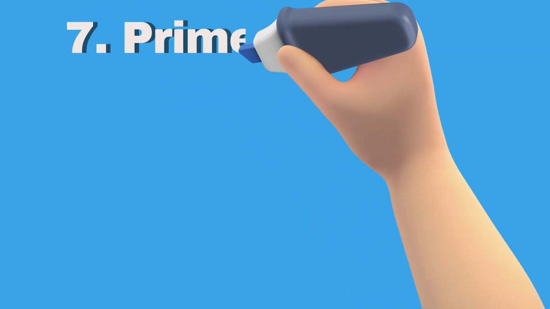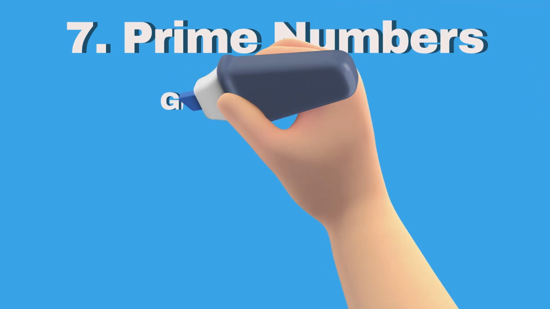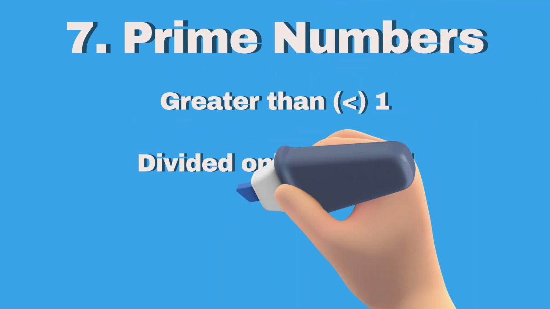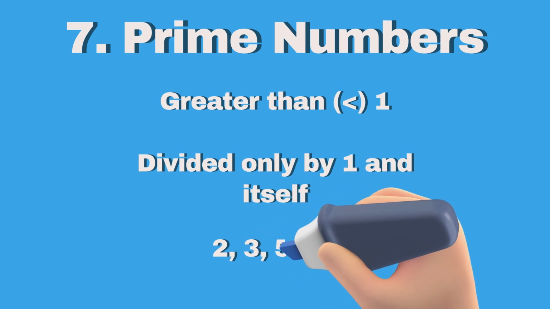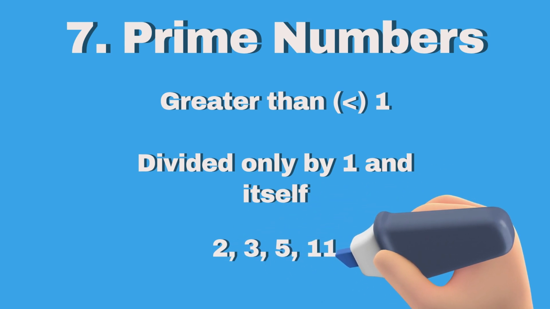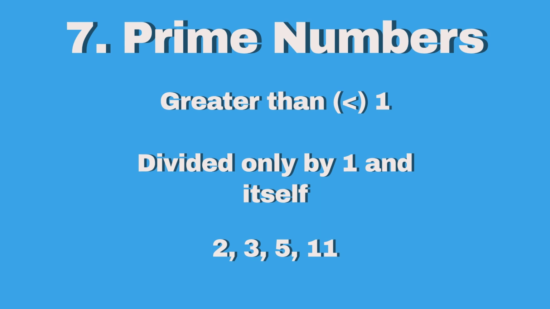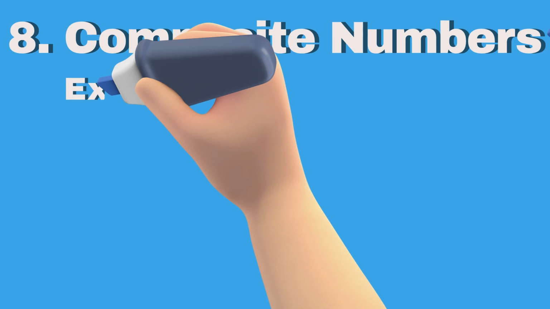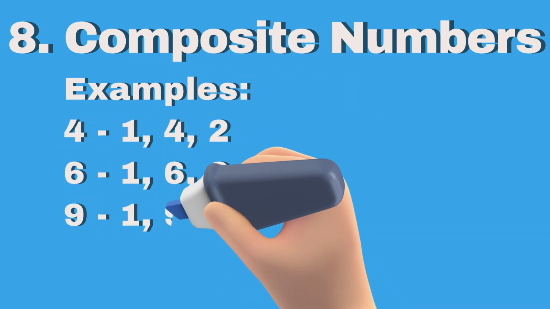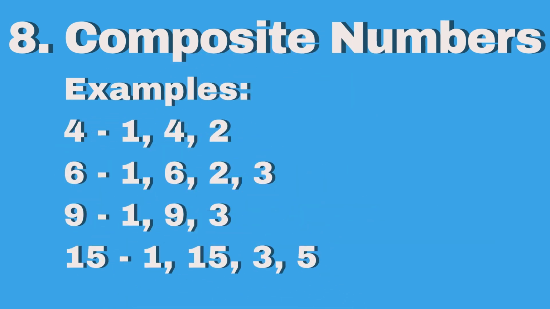Prime numbers are greater than 1 and can only be divided by 1 and themselves without leaving a remainder. Examples: 2, 3, 5, 11. Composite numbers, on the other hand, have more divisors than just 1 and themselves. Examples are 4, 6, 9, and 15.